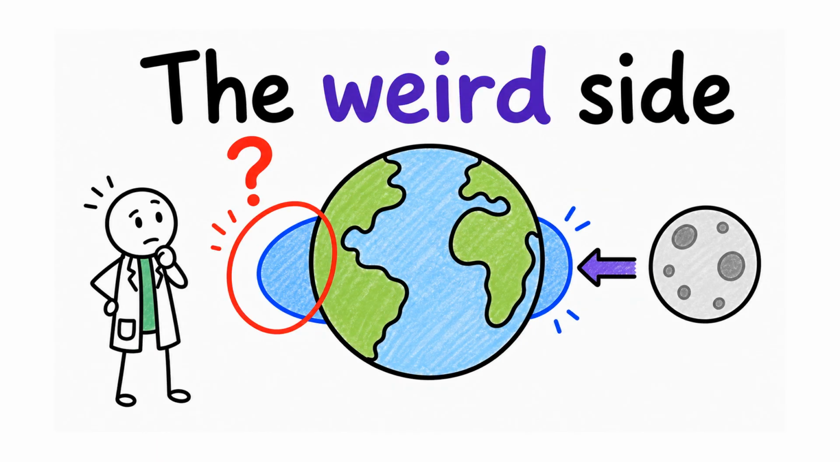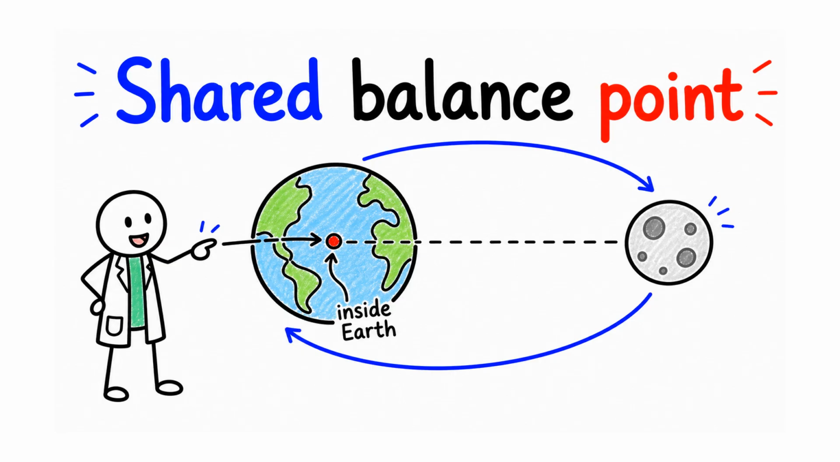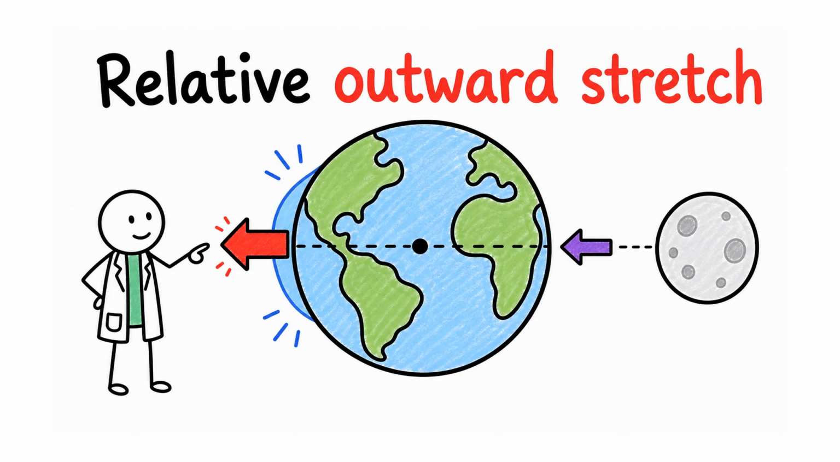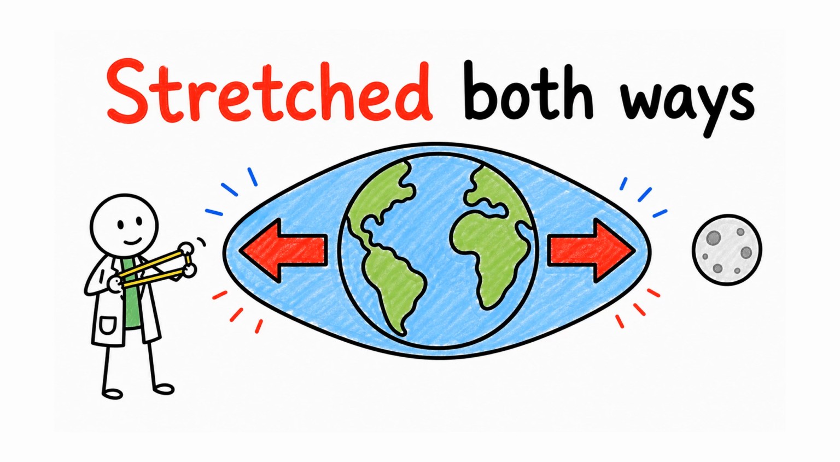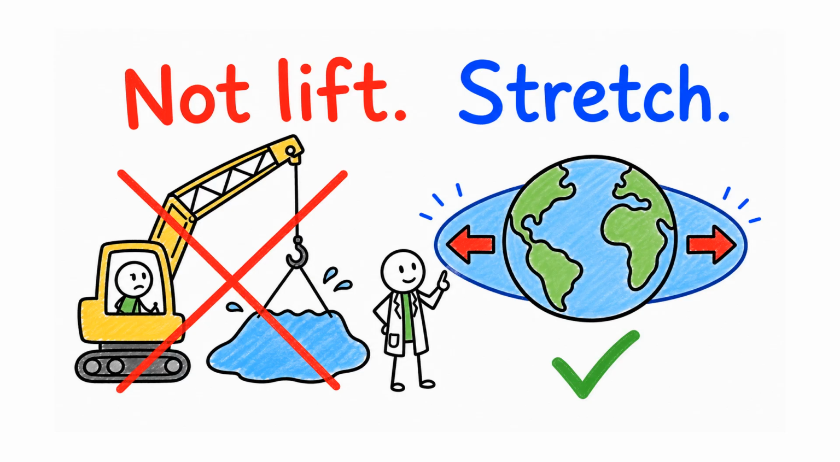The far side is where the explanation usually gets rushed. The far side is farther from the moon, so the moon pulls on it a little less. Meanwhile, the whole Earth-Moon system is moving together around a shared balance point. Compared with Earth's center, the far side water is pulled less, so the relative tidal force points outward. So the ocean stretches both toward the moon and away from the moon. That stretch is the tidal force. It is not one giant lift. It is a planet-wide stretch.